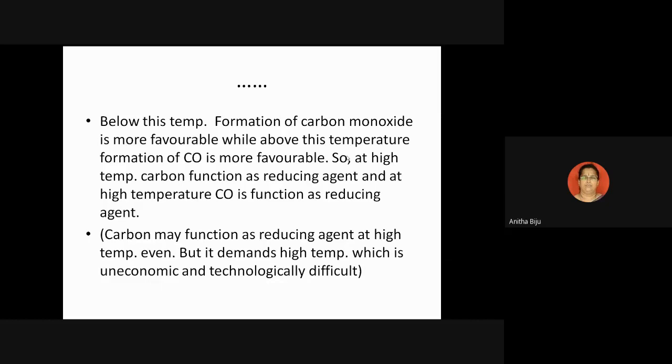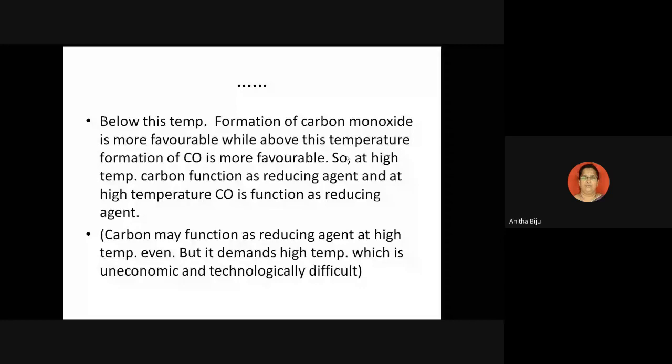You can write it down. Make the correction in that point. We can write that below 710 degrees Celsius, formation of carbon dioxide. So there it is, carbon dioxide. Look at that. In this point, I'll show the cursor. There you can make the change.